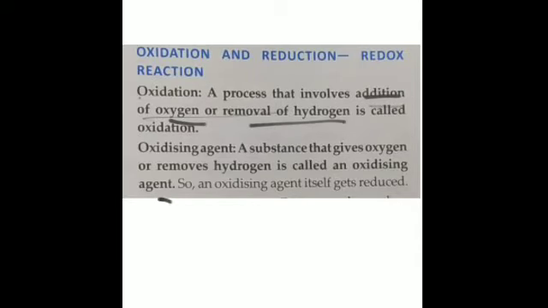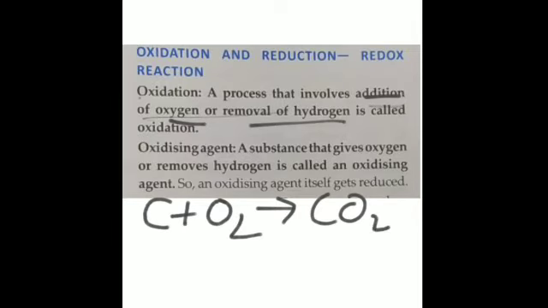So for this I had taken up the reaction C plus O2 gives you CO2. So here what can you see? That carbon to carbon dioxide, oxygen has been added. So this is oxidation. Is that clear? And what is giving oxygen? It is oxygen itself. So it is getting reduced, and this is an oxidizing agent in this particular reaction.